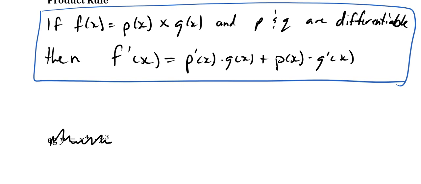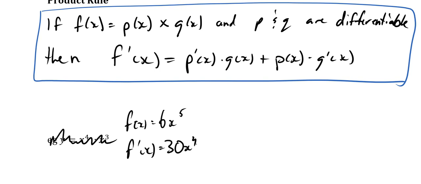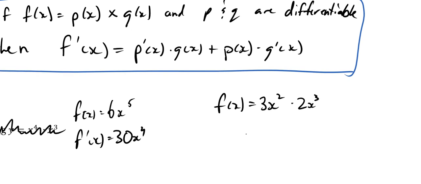Let's use our other example, which was 6x to the 5. We did, I think, 3x squared times 2x cubed, right? Is that what we did? So how would I use this formula?